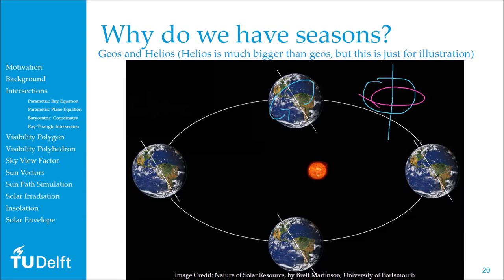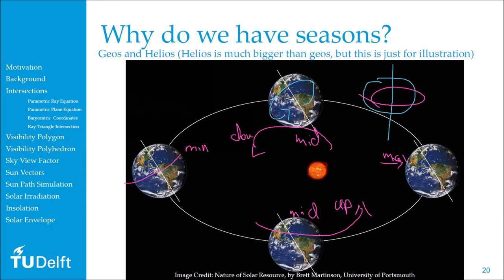But in this case, you have the highest angle of incidence here in the northern hemisphere. Here you have the lowest angle of incidence. And from here to here, somewhere here, you should be in the middle. And again here, again in the middle, but going up. Here you're going down. So this one should be the autumn equinox or the spring equinox. Which one is this? After all, we have four seasons, right? This should be autumn. And this is spring.